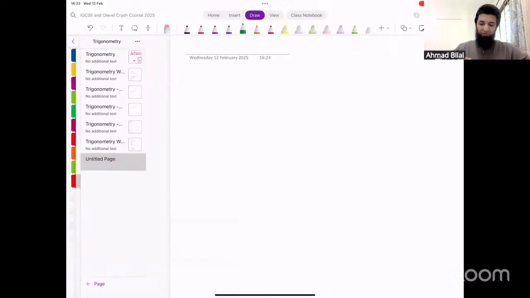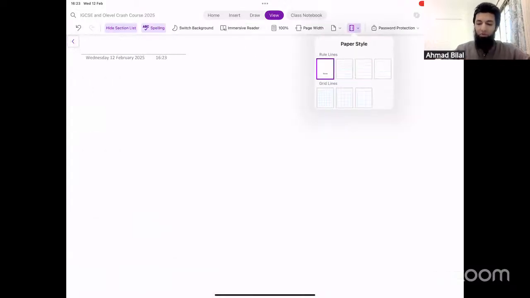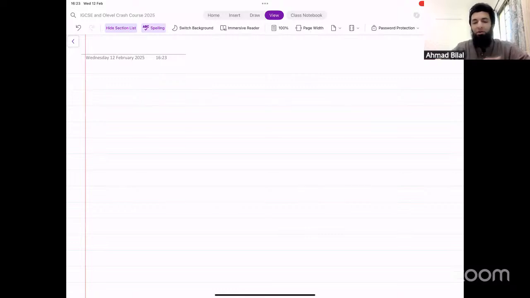But let's move on to some more concepts for today. So today, what I want to do first is talk about areas of triangles, how we can find areas of triangles using trigonometry. That's one thing that we want to do today. And then the concept of bearing, and hopefully we'll be able to talk about the angle of elevation and depression today as well.